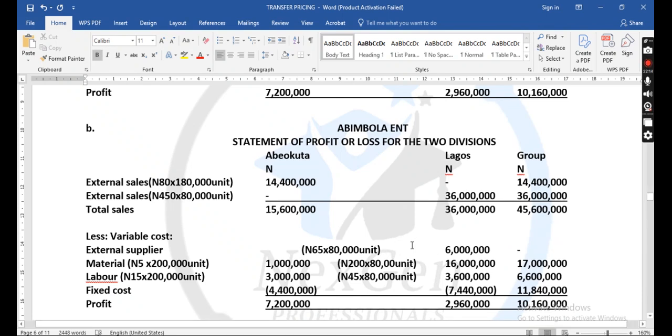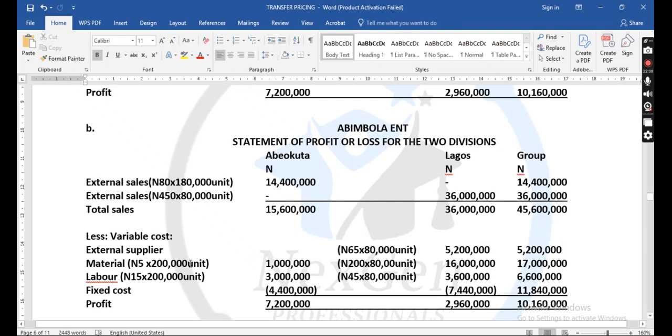So when you multiply, what do you have? 5.2 million. So this will affect the group because it's external, not internal. Right? So what else?